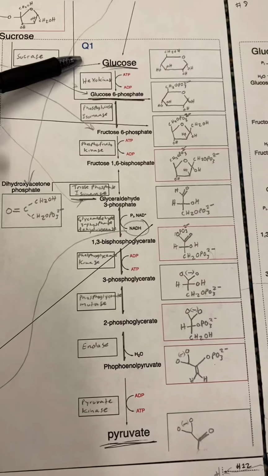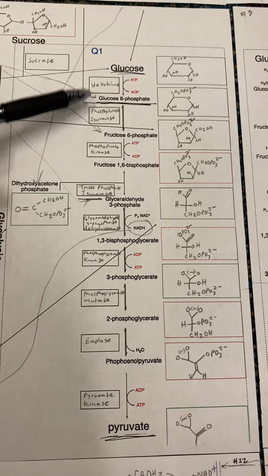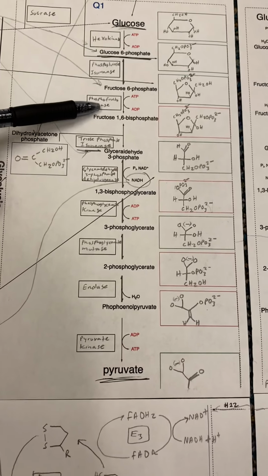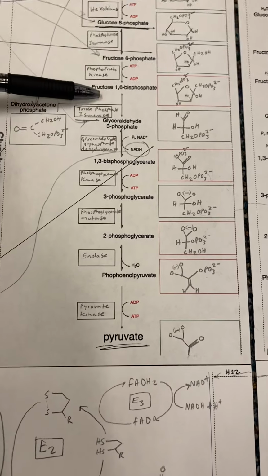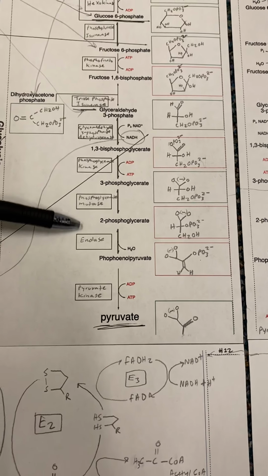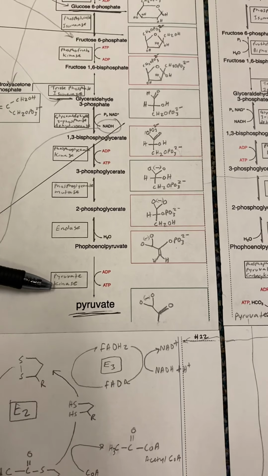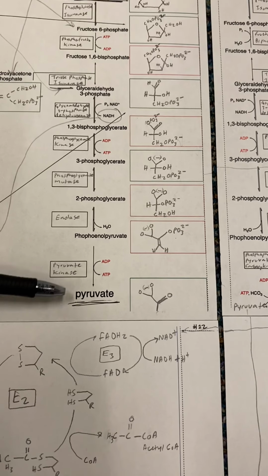Okay, so first, starting off with cellular respiration. Going through glycolysis, we have glucose seen here, where we form glucose 6-phosphate, which is very important. And then we go through the whole process, all the way down to get to pyruvate. And then once we get to pyruvate, we're going to move on to the citric acid cycle.